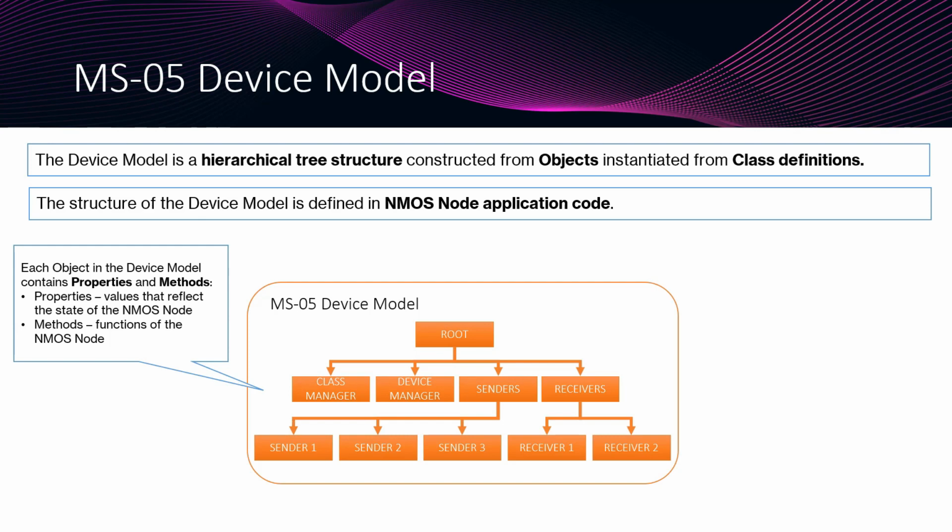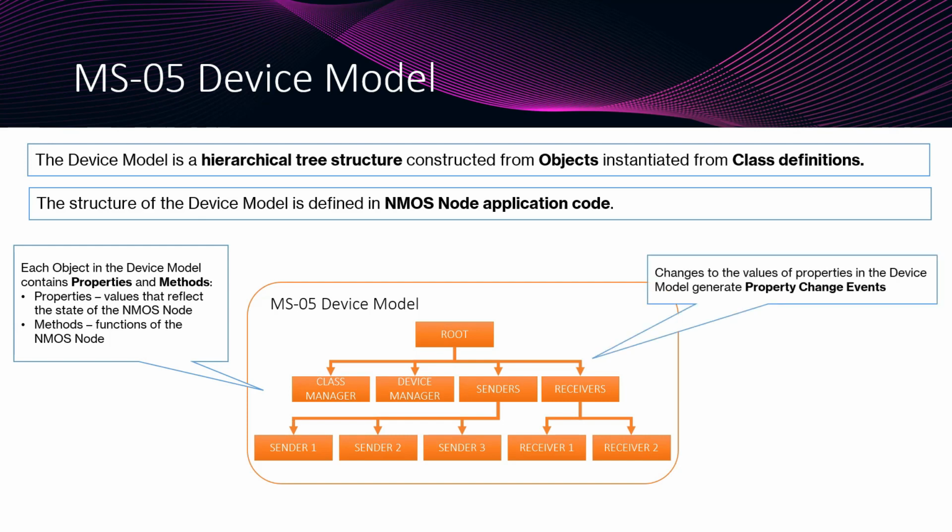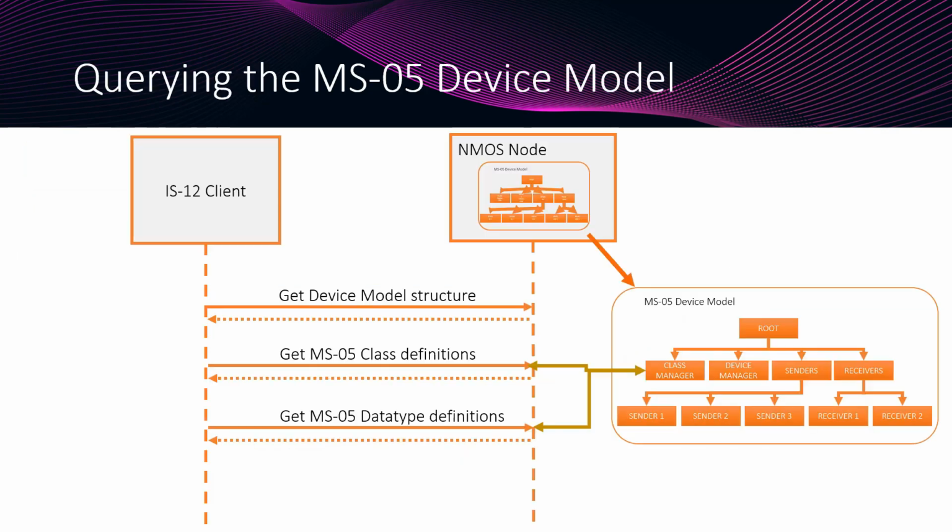The properties are values that model the state of the NMOS node. Examples might be status variables reflecting the connection state of a receiver or configuration parameters. The methods expose functions of the NMOS node over the control interface. Changes to properties in the device model generate property change events, which we'll return to a bit later.